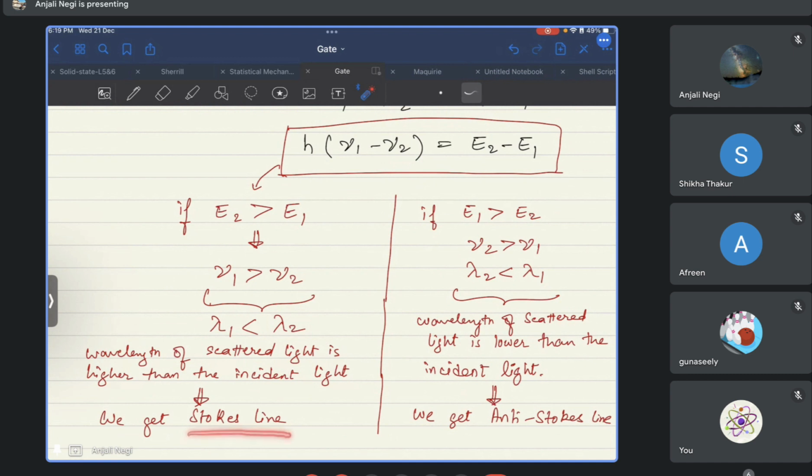In the case where the energy after interaction is lower, such that the wavelength of scattered light is lower than the incident light, since the wavelength is lower than the incident light, the frequency is higher than the incident light, and hence we get the anti-Stokes line.